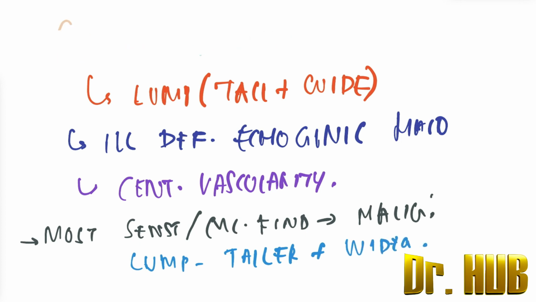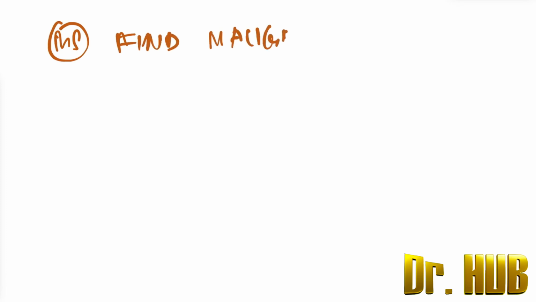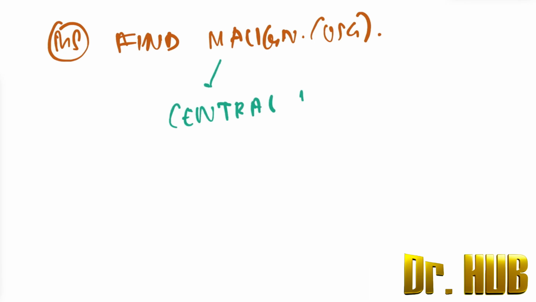Next, let's look at the most specific findings of the malignancy on the USG. So the most specific finding of malignancy on the USG is going to be the central vascularity. It is nothing but the presence of the central vascularity.